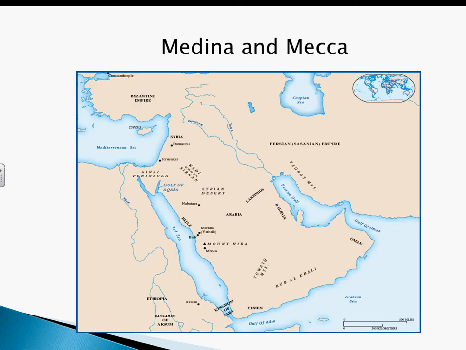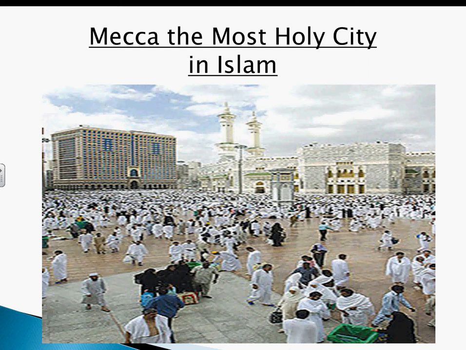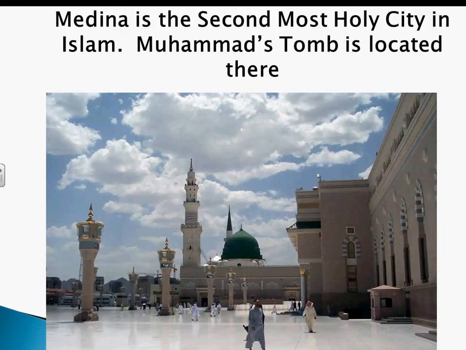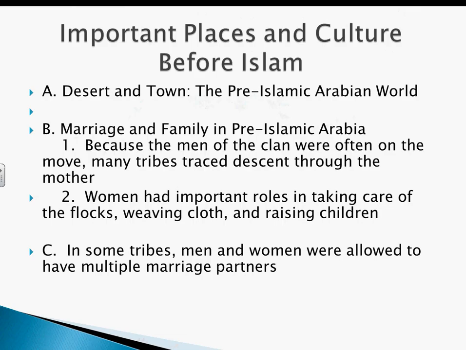This shows Medina and Mecca, the two holiest sites in Islam, Jerusalem being the third most holy site. This shows the holy site of Mecca and the pilgrimage that you're expected to take if you're a Muslim. There were around 7 kingdoms from 1000 BCE to 700 CE. You don't need to know these, but that's something to look at. Medina was the second holiest city, and it's where Muhammad's tomb is located.